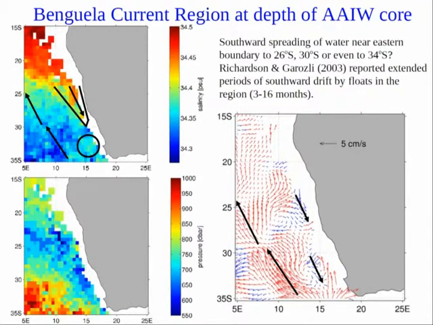And here it looks like it goes maybe even to 34 south right here, which is where it's broad, with higher salinity. And Richardson and Garzoli reported extended periods of southward drift by some floats in that region for a period of 3 to 16 months. And they happen to even go further south, all the way to 36 south, at least one or two of them did. So there must be something going south sometimes that brings this more salty intermediate water to the south.